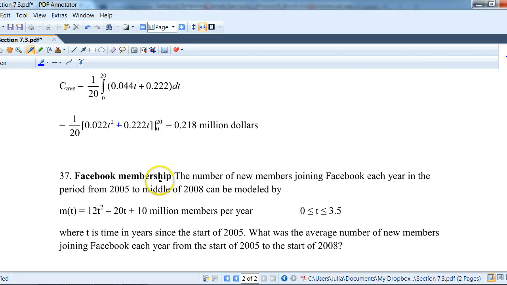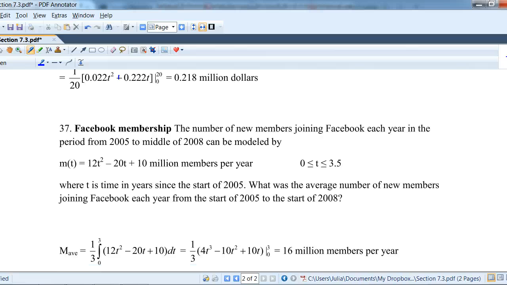And here is one more problem. Facebook membership, the number of new members joining Facebook each year from this period. So here we're given the rate once again. So you either can be given an amount or the rate. So it's from 2005 to middle of 2008. So if you note, the interval is actually from 0 to 3.5, and t is the number of years since the start of 2005. What was the average number of new members joining Facebook each year? So we actually can find average rate as well. That's the benefit of this method. So you can find average amount or average rate.